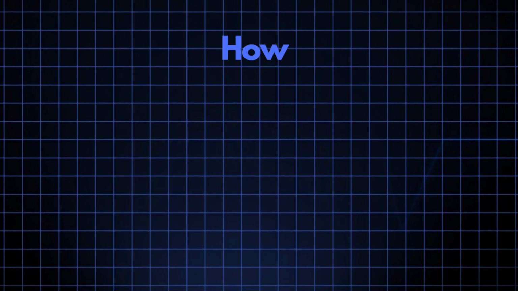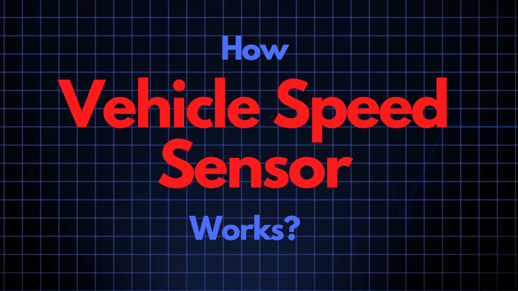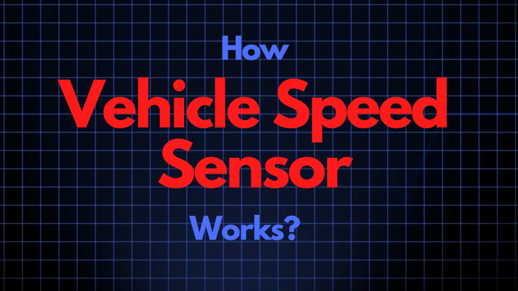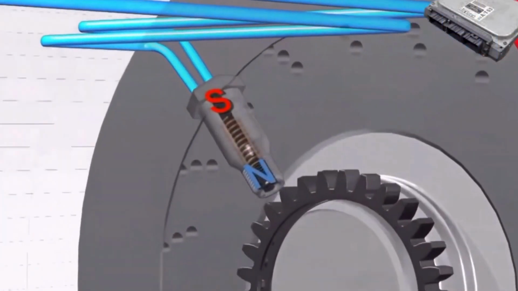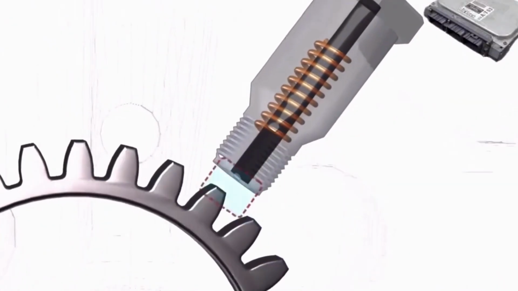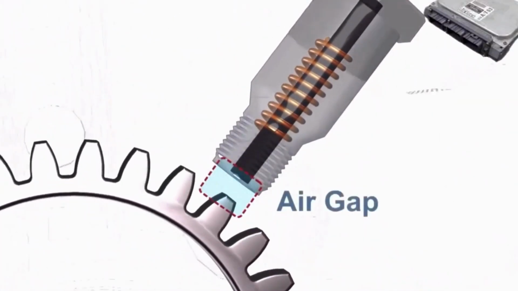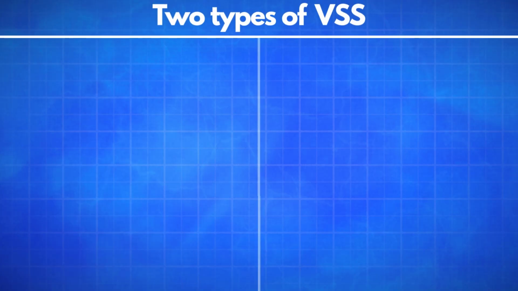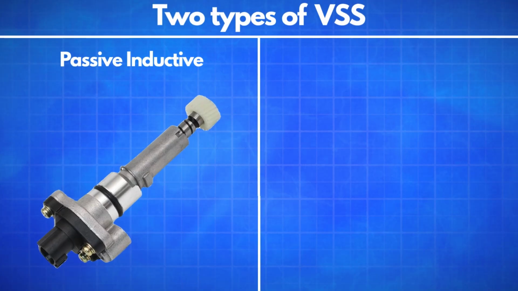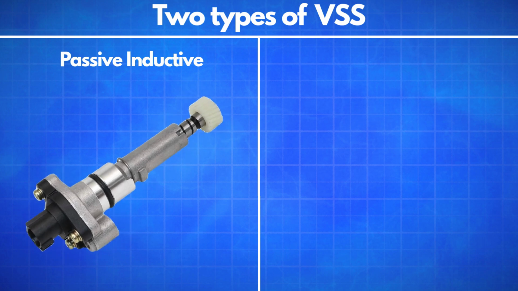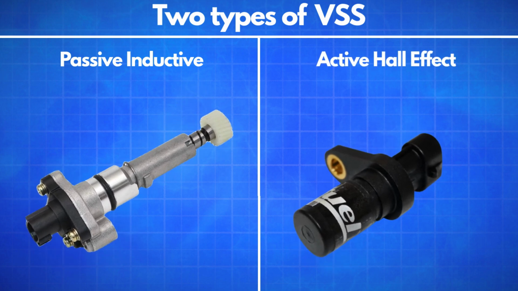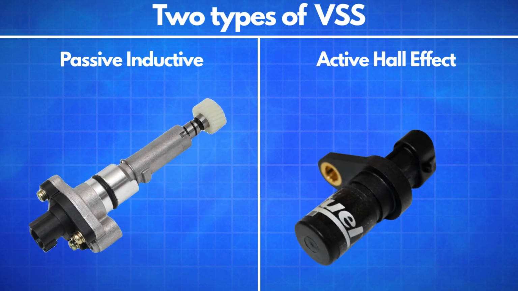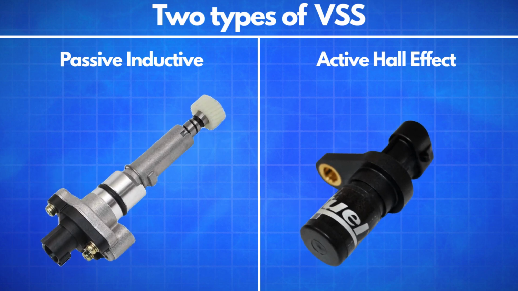Now let's look at how the vehicle speed sensor system actually works. The vehicle speed sensor measures how quickly part of the drivetrain or wheel system is rotating. That rotational speed is then converted into an electrical signal and sent to the vehicle's control modules. There are two common types of speed sensors: passive inductive sensors and active Hall effect or magnetoresistive sensors. And this matters because the testing method depends on which type your vehicle uses.